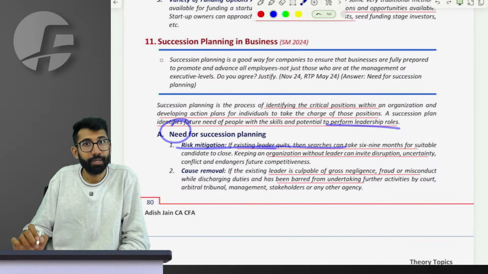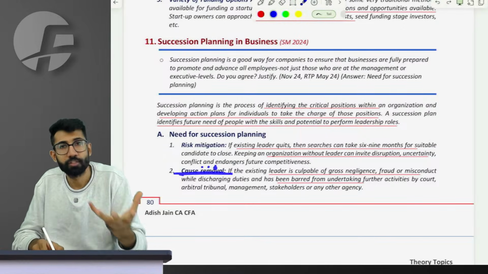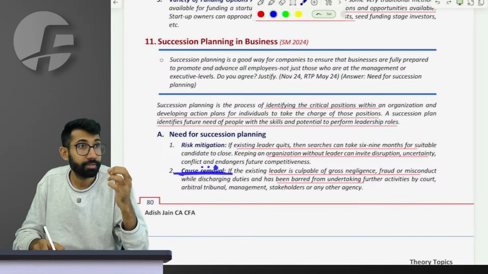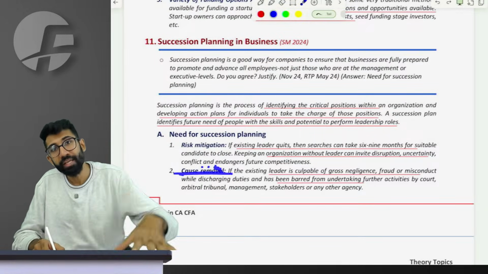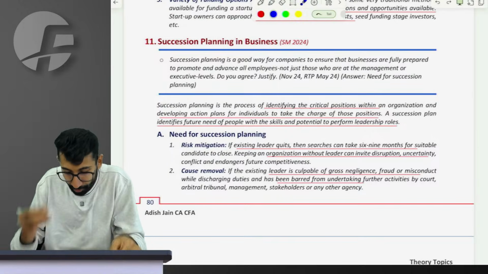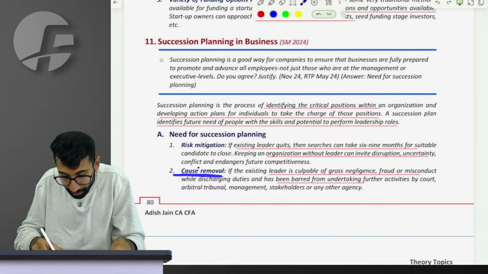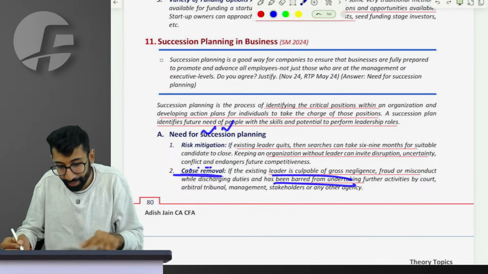The risk management, right? Then cost removal. Suppose the person is fit and fine, but there are some legal issues where the person is barred from being in the company. Now who's going to run the company? Who's going to take decisions and everything? So that is the cost removal. So in that case also the succession planning helps.